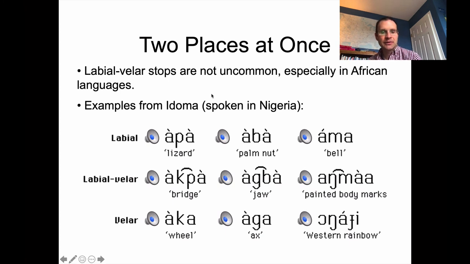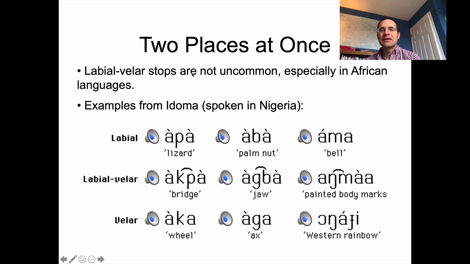So here's some examples from a language called Idoma, which is spoken in Nigeria. And the ones we're focusing on here are in the second row. Rather than just labial stops by themselves or velar stops by themselves, we have a labial velar stop. You can think of this like the labial velar approximant w, but it's a stop in both places at the same time. So it's a k and a p at the same time.